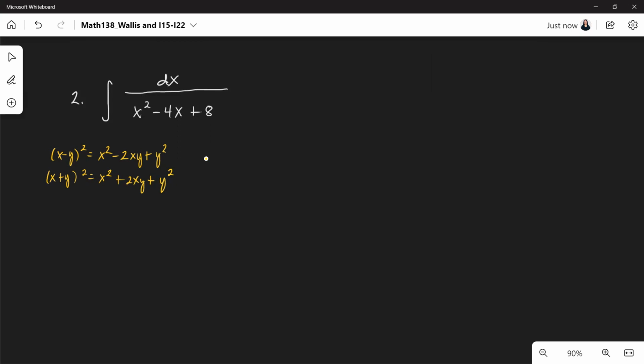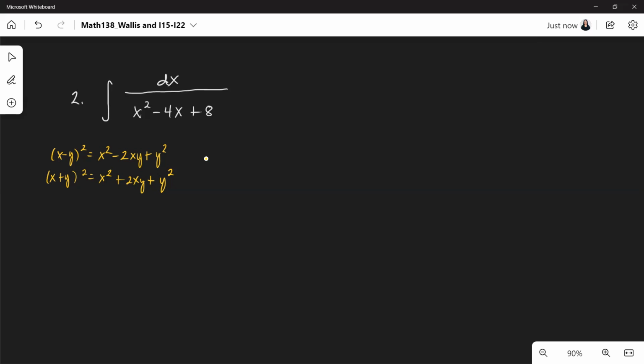is a perfect square, and 8 is not a perfect square. The square root of 8 is not a whole number, but we can get factors for 8. We have 4 times 2, where 4 is a perfect square. So let's see if we can transform it to a square of a binomial. We have a minus 4x here, so maybe it's x minus y.